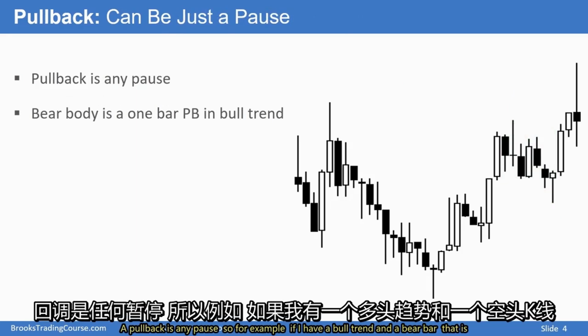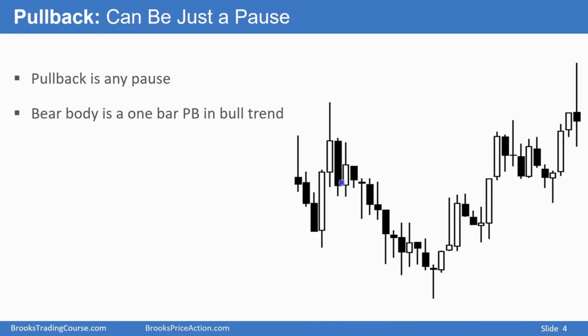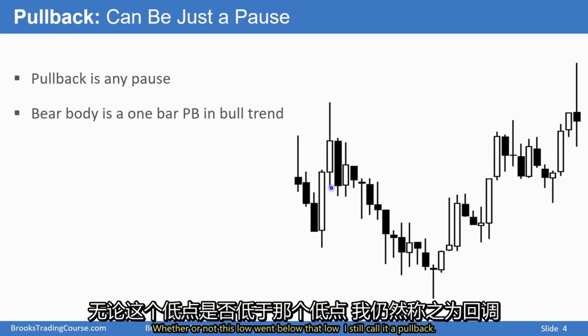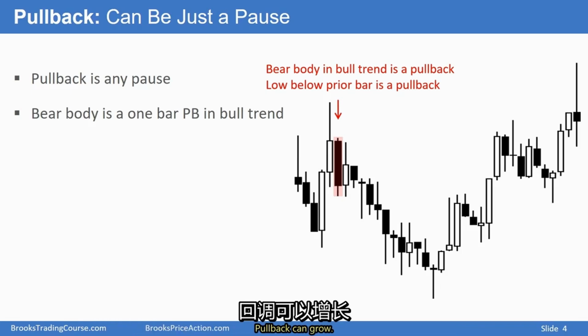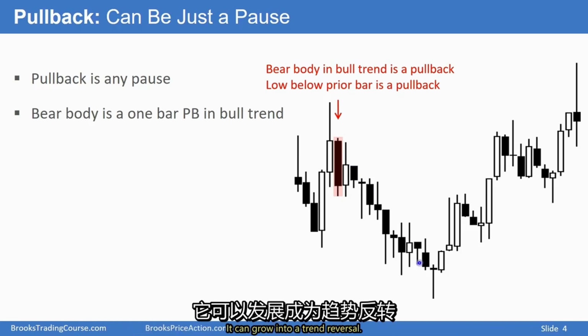A pullback is any pause. So for example, if I have a bull trend and a bear bar, that is a pullback. Whether or not this low went below that low, I still call it a pullback. In this case, it did go below that low, so most traders would call it a pullback. A pullback can grow. It can grow into a trend reversal.